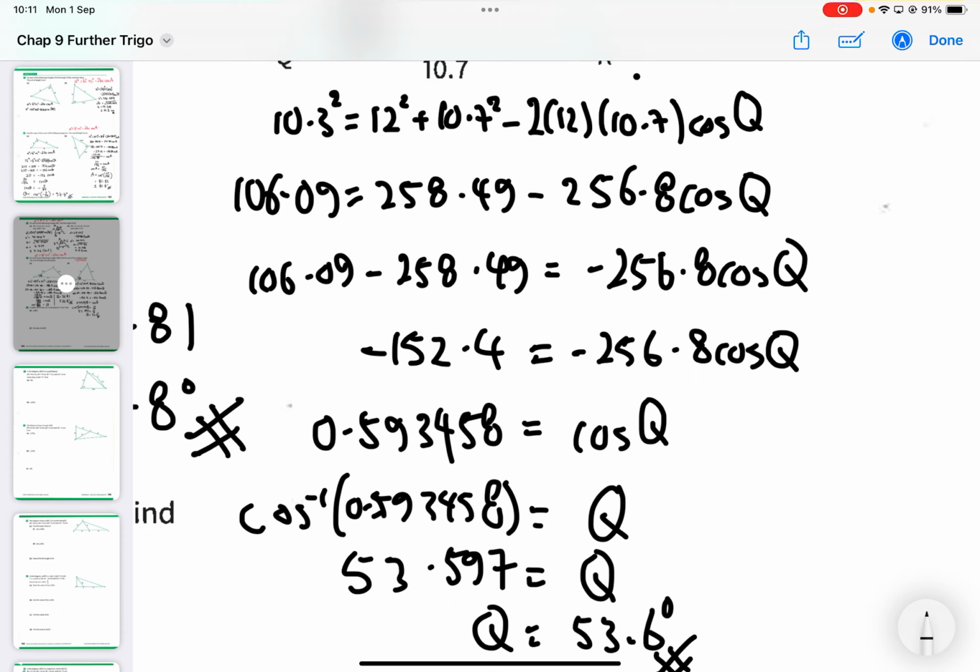Those who are faster can try question next 5. Okay, question 5.